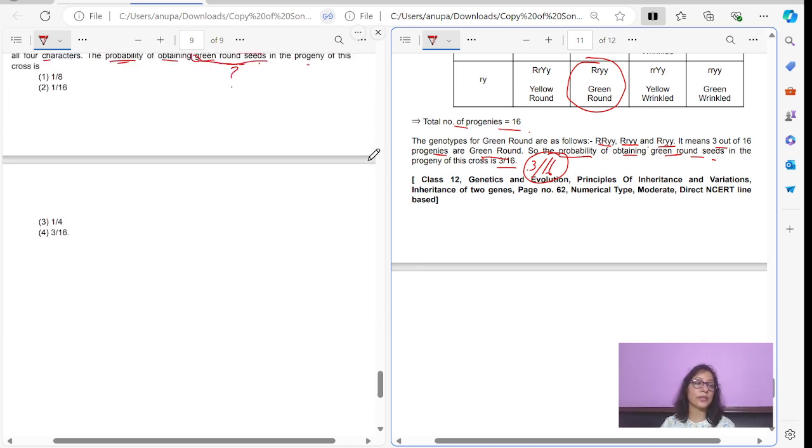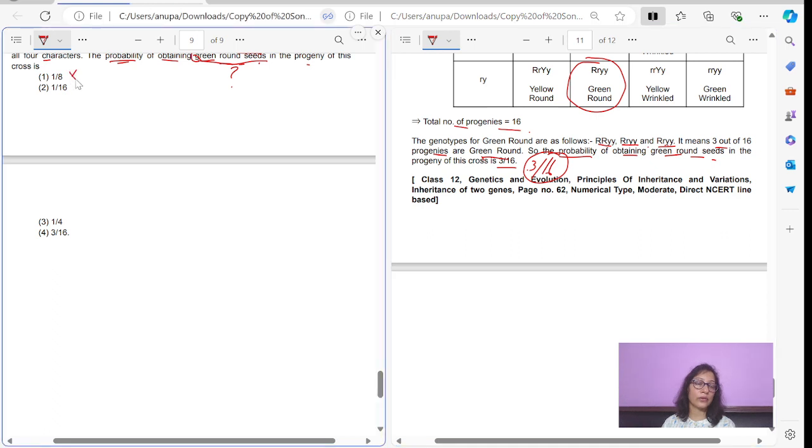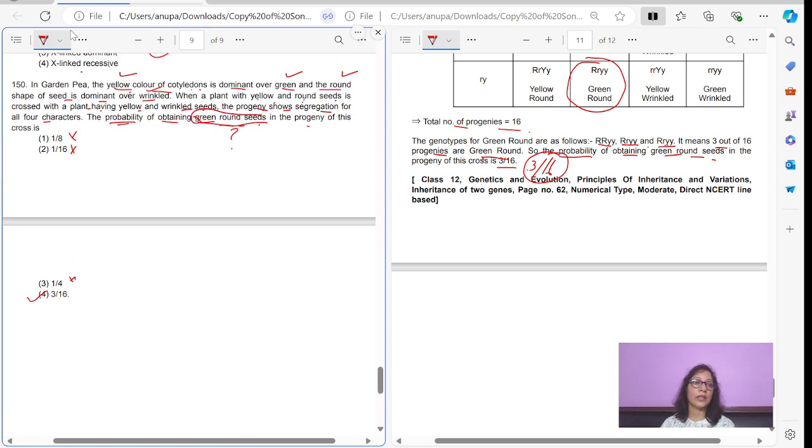Let's check the options. The options are 1 by 8, this is wrong. The second option is 1 by 16, this is wrong. The third option is 1 by 4, this is also wrong. But the fourth option, that is 3 by 16, is the right answer. So the answer for this question will be option number 4.